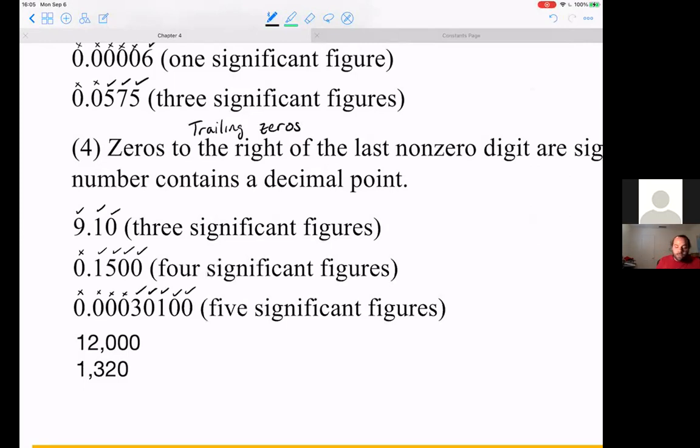What about 12,000? Well, this one's significant and this one's significant, but these trailing zeros are in a number that doesn't have a decimal. So these trailing zeros do not count, and I only have 2 sig figs in this number. Same with my other measurement, it's kind of in the same boat. I have 1, 2, 3, but I'm not going to count this last one because there's no decimal in this number.